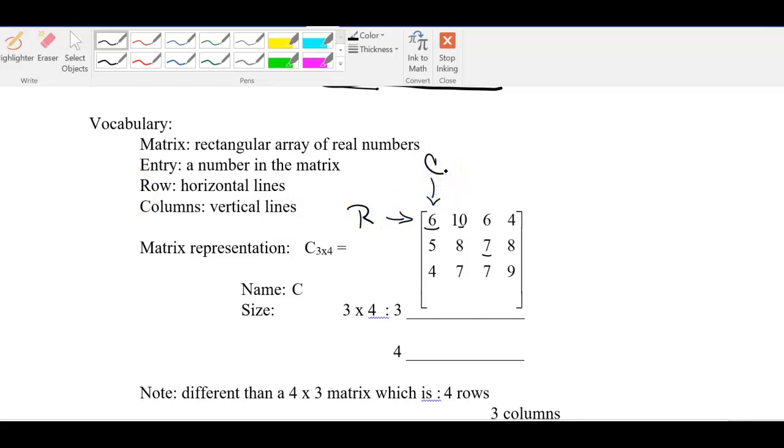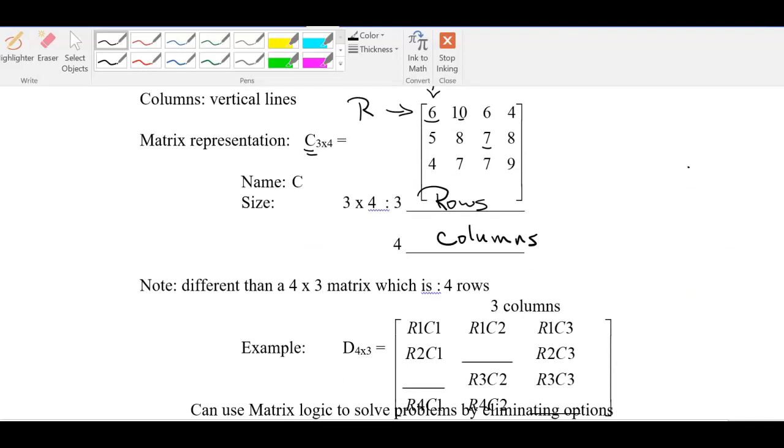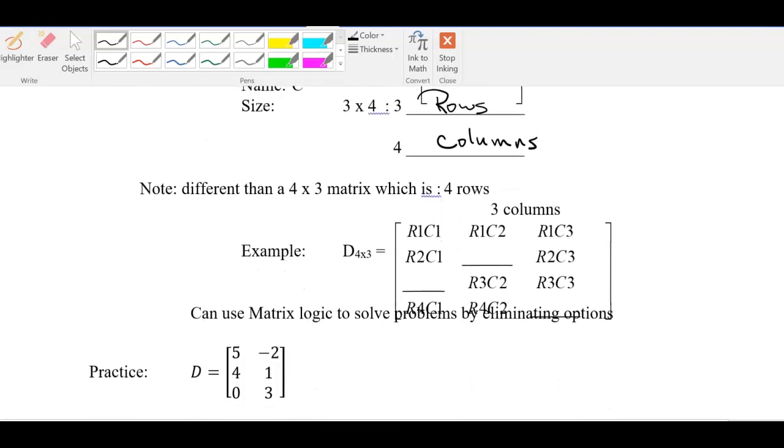All right, when you read this matrix, the name is C. He's a 3 by 4. That means we have 3 rows and 4 columns, is how that's read. C is just the name of the matrix. They're always capital letters. All right, this is very different than a 4 by 3. That means you have 4 rows and 3 columns.